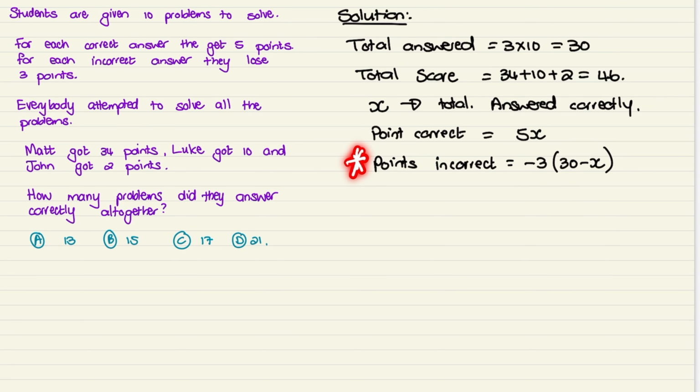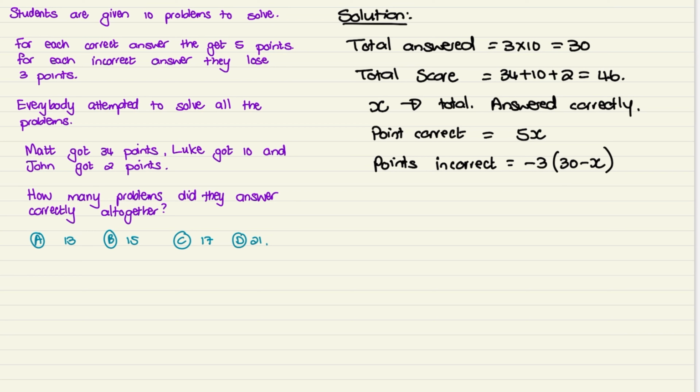This one's a bit tricky to set up. Let's read that again. We know that they have answered a total of 30 questions. We know that x amount of those questions are correct. So if x amount is correct, then 30 minus x would be the amount of questions that are incorrect. And for every incorrect question, they lose 3 points.